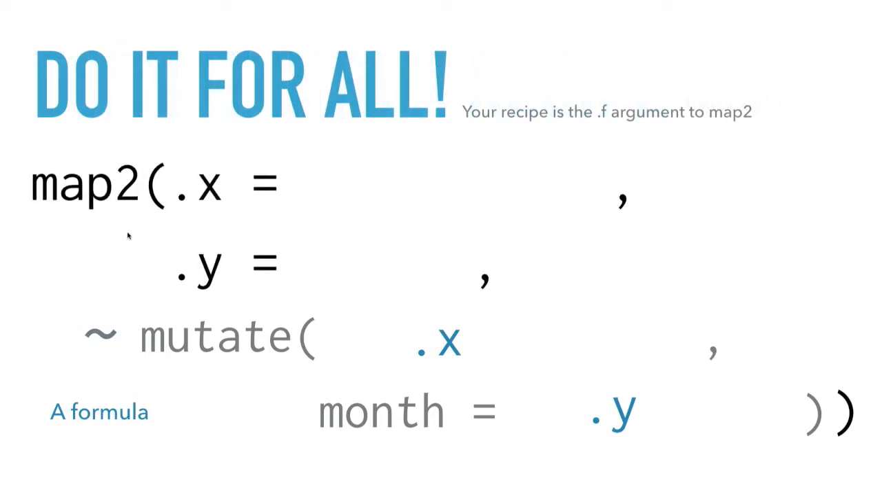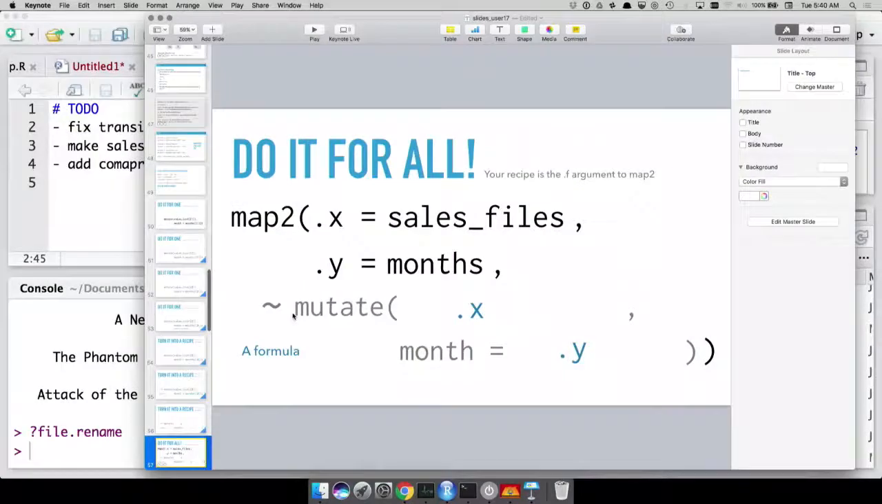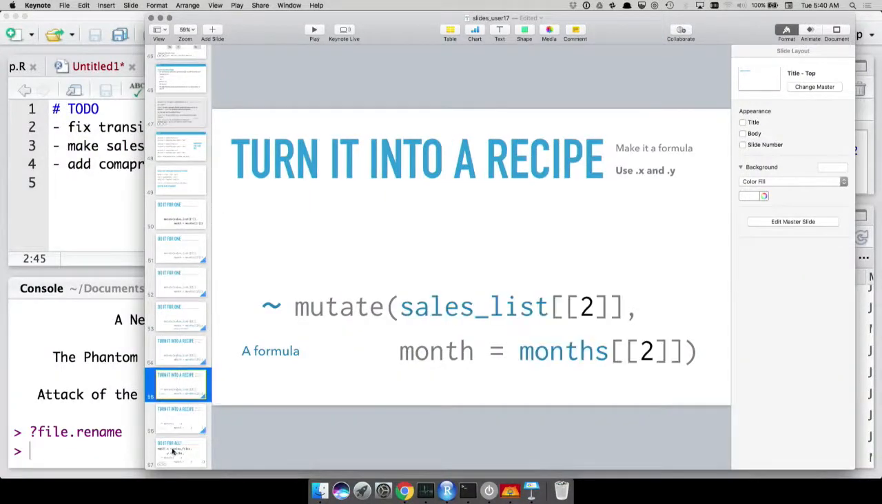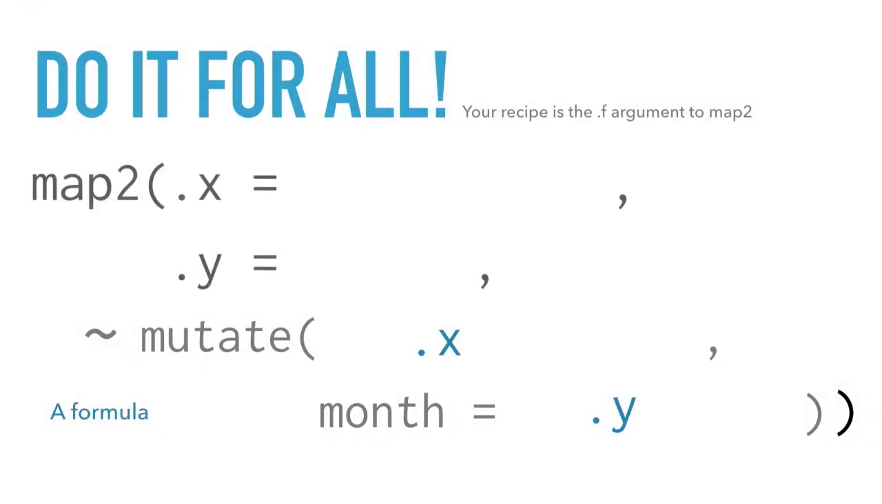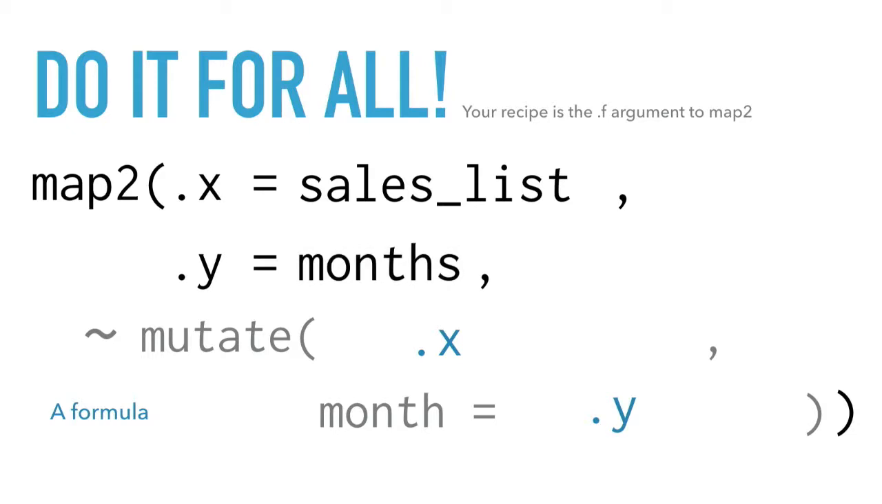I'm going to use map2. I just have to specify .x and .y. The third argument is now my .f, what I'm going to do. For some reason I've changed the name of that. It was weird. No one caught that typo last time I taught this. So I'm specifying the sales list as .x, so that's the list of data frames. .y is month, that's the vector of month names. And then .f is this: take each one and add this column month.